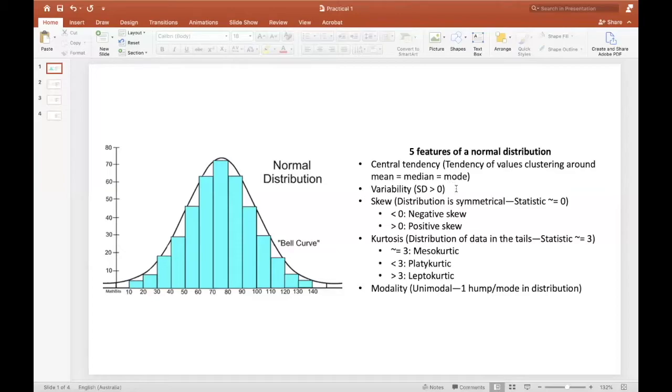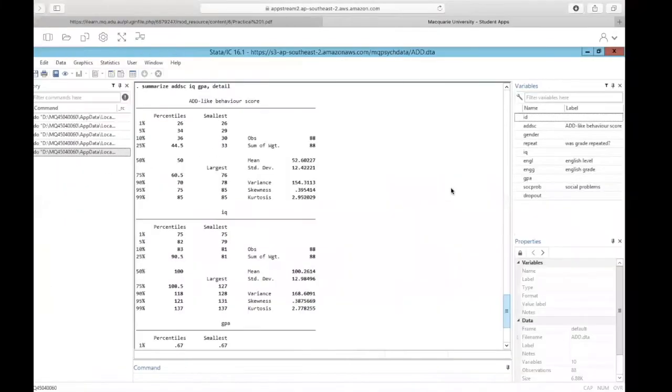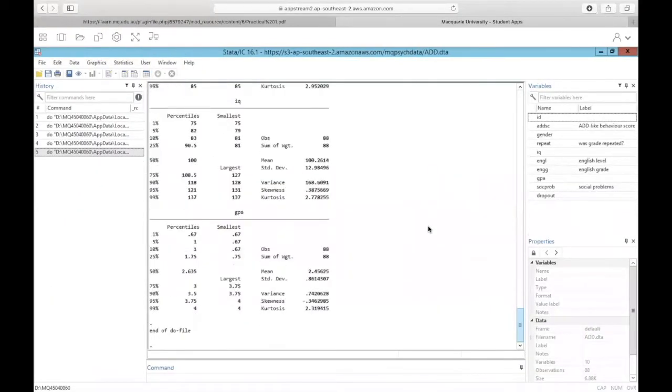So if we go ahead back to Stata, looking at our summarize command, let's take a look at IQ. So this middle table here. If we want to find the median value for the IQ score, again, we're going to look at this 50% row, and we can see that IQ of 100 is the median of our distribution. And the mean here is 100.26. So those are very, very close.